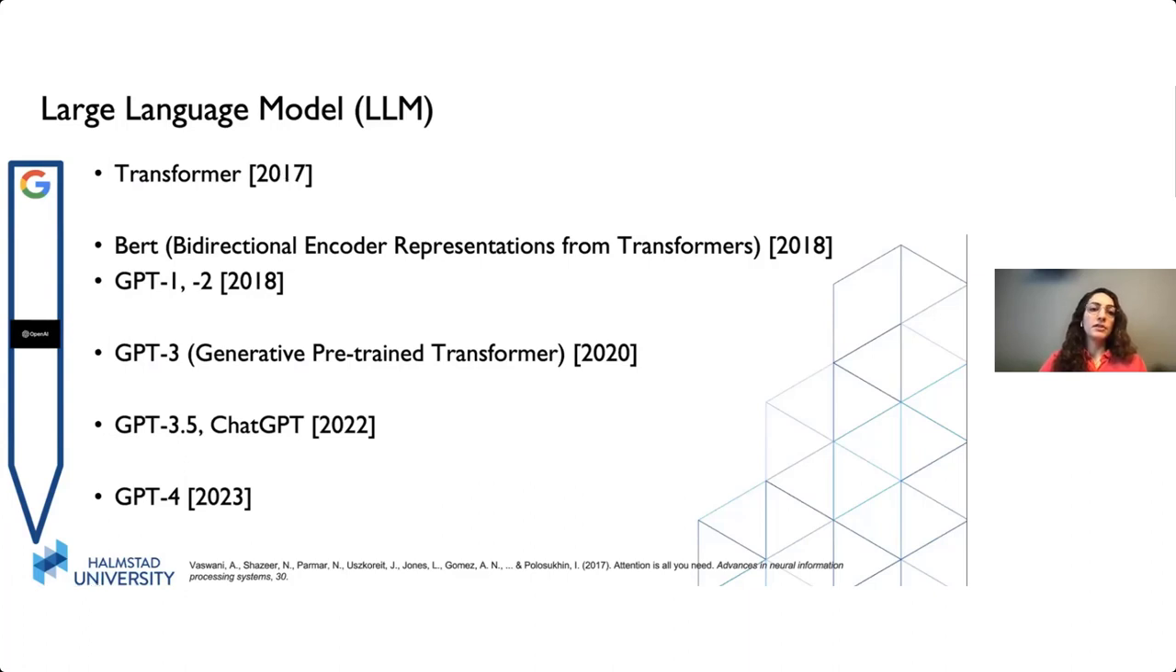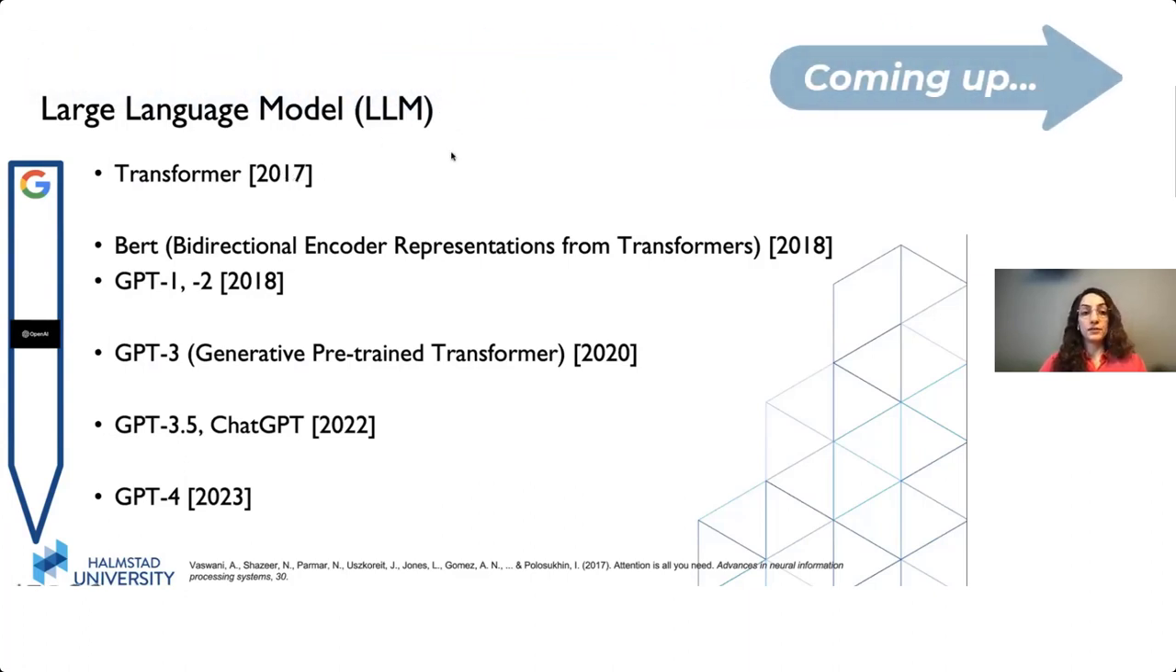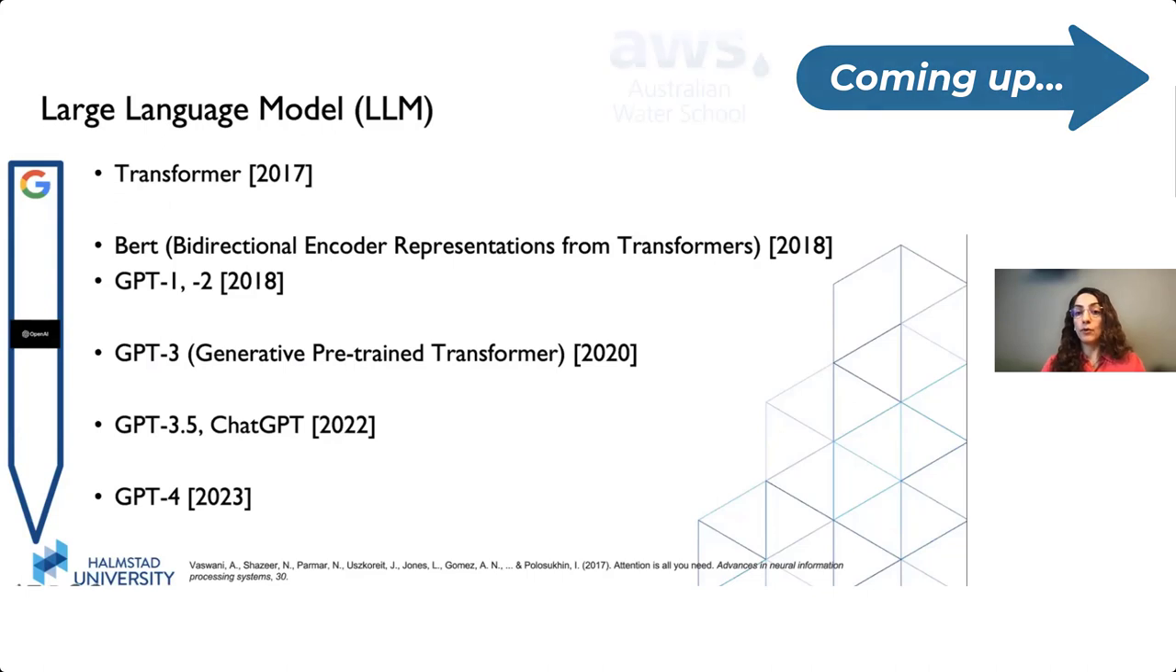Everything started with the new architecture called Transformer from 2017 by Google researchers. They introduced this new architecture for analyzing textual data and language data. And then they introduced new architectures called GPT in 2018. And then all of a sudden in 2020 and 2022, OpenAI introduced GPT-3 and 3.5, and then ChatGPT, and it started to take over all this business.